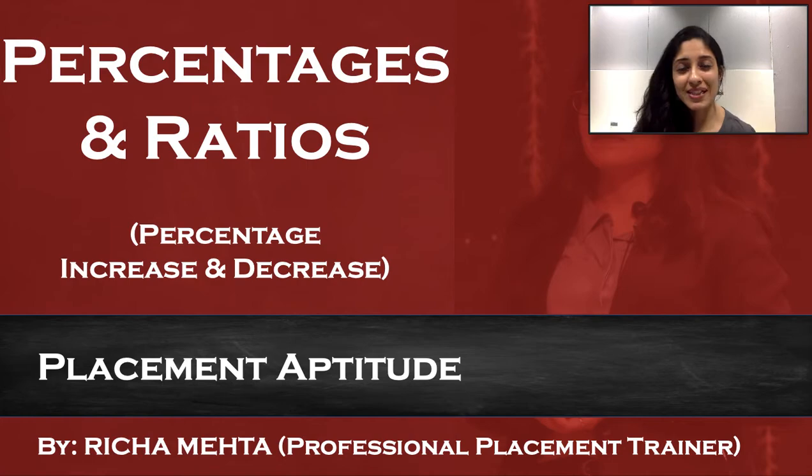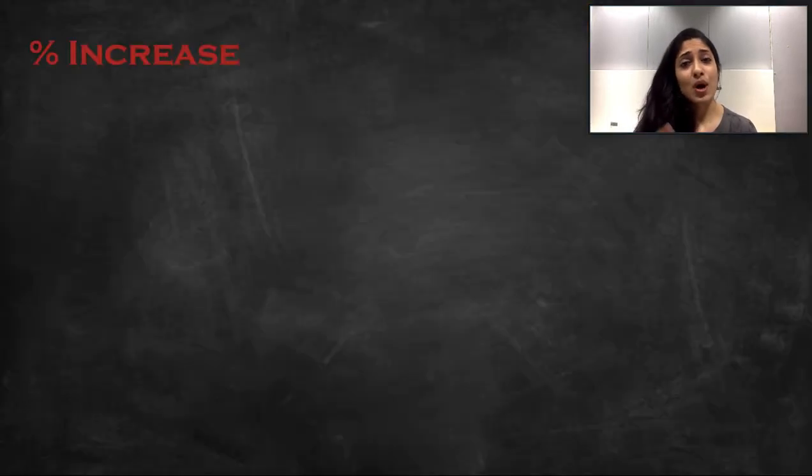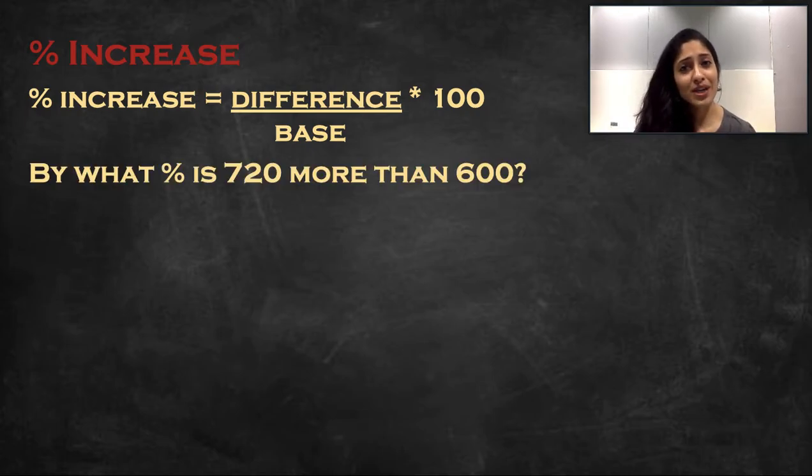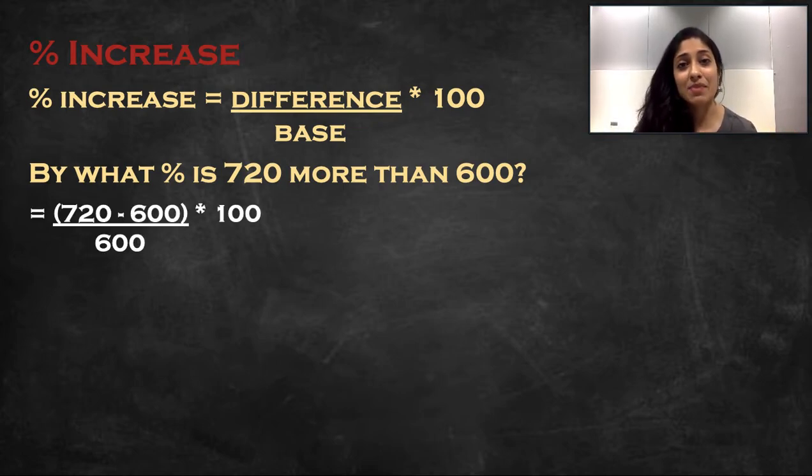Today we are going to learn about percentage increase and decrease and a few of its applications. Looking into how to calculate percentage increase between any two numbers: difference upon base into 100 will give you the answer. Let's say I want to calculate by what percentage 720 is more than 600. The difference here is 720 minus 600, the base is 600, and so I get my answer as 20%.